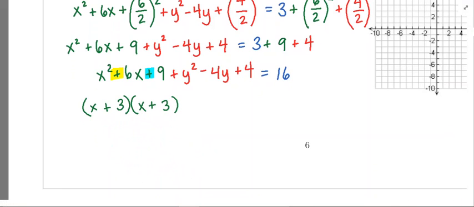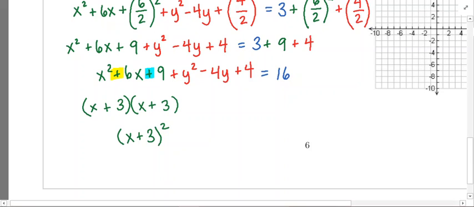Notice what we are left with, x plus 3 times itself. If you multiply anything by itself, it's the same thing as squaring it. So it's starting to look like standard form. All right, so let's move on to the y squared minus 4y plus 4 in red. We need to factor that.